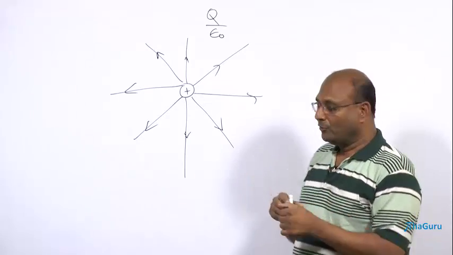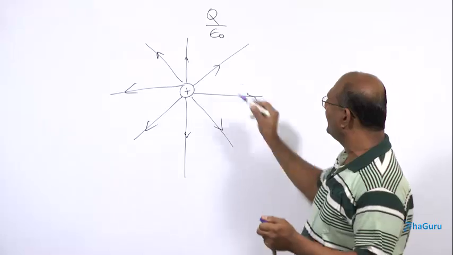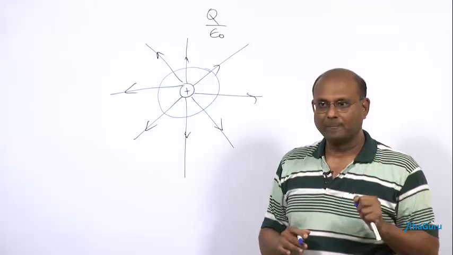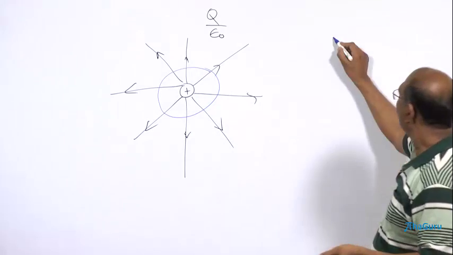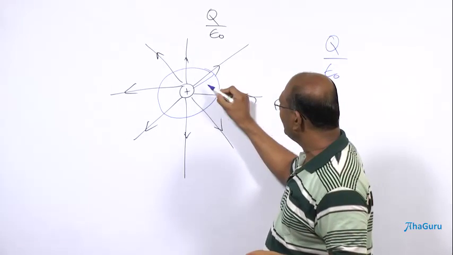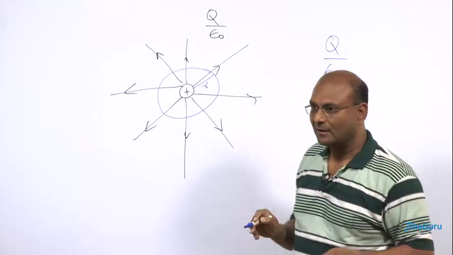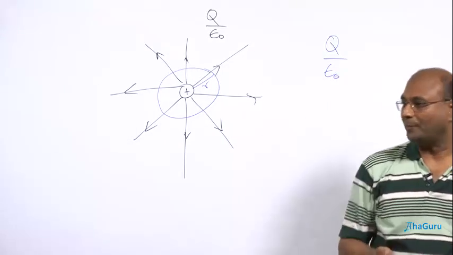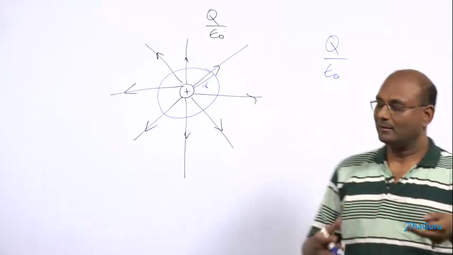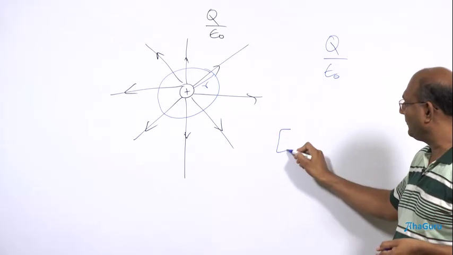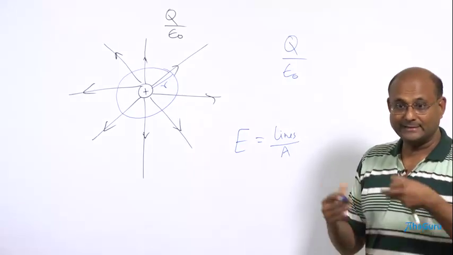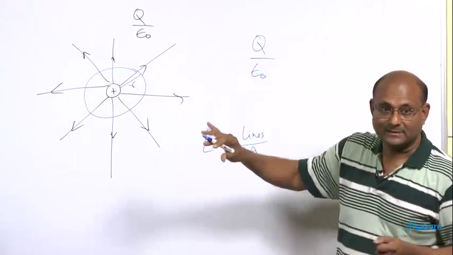Now, if you were at this distance, it's all equally spread. How many lines? Q by epsilon naught lines. At this distance, let us say it was r meters. What is the surface area? 4 pi r square. Now what is the density? Number of lines by? Remember, electric field is lines per unit area, the density of lines. How many lines? These many lines. What is the surface area?